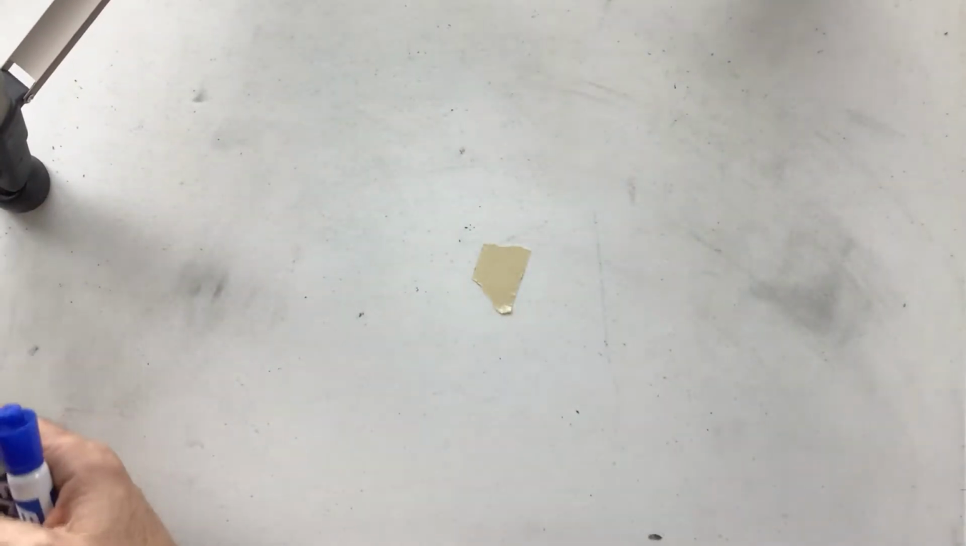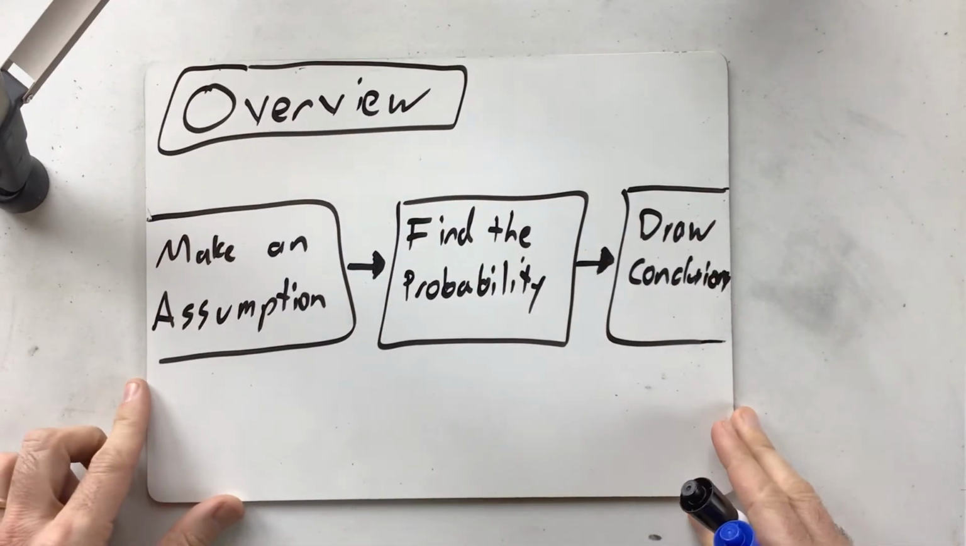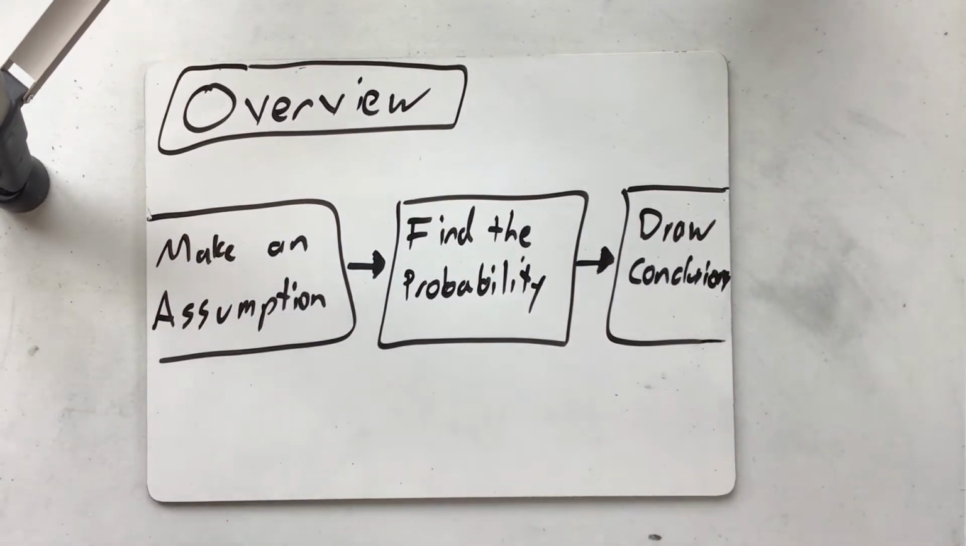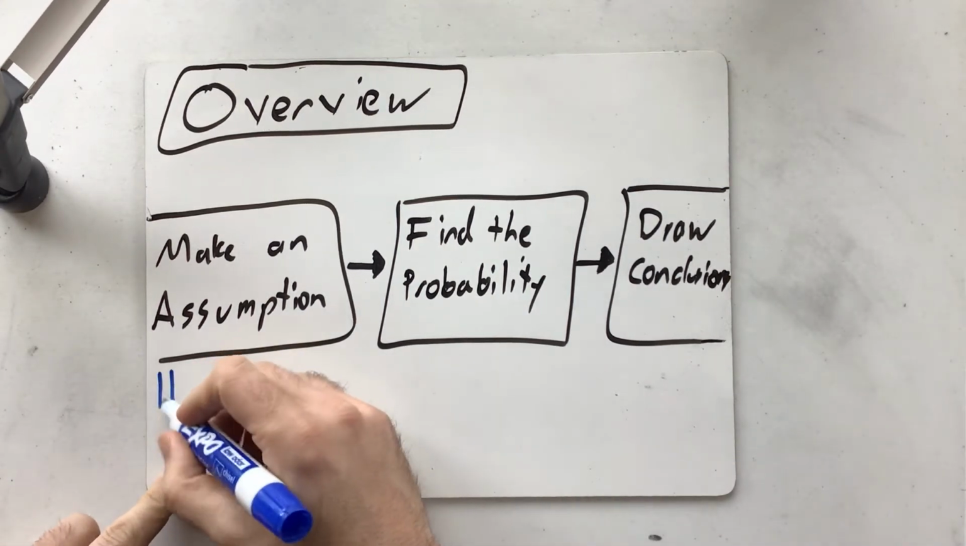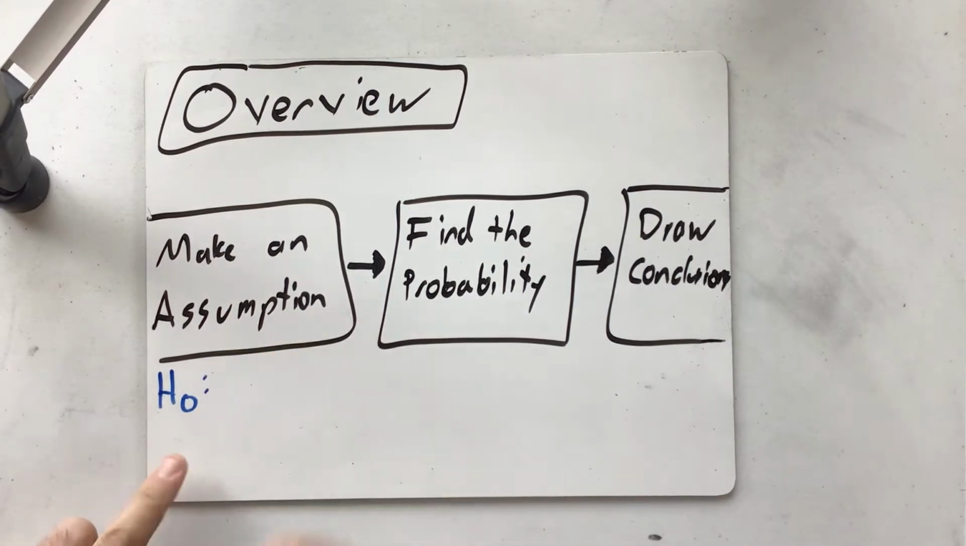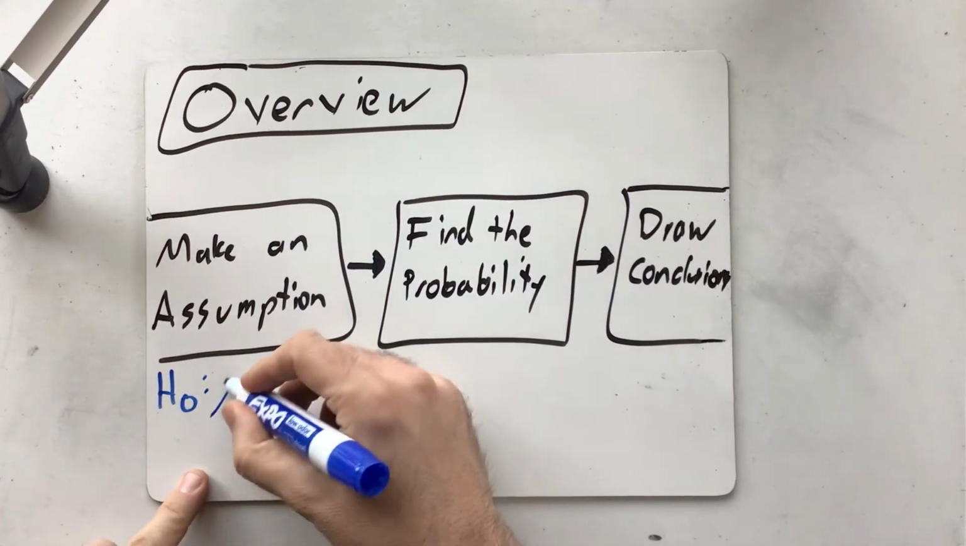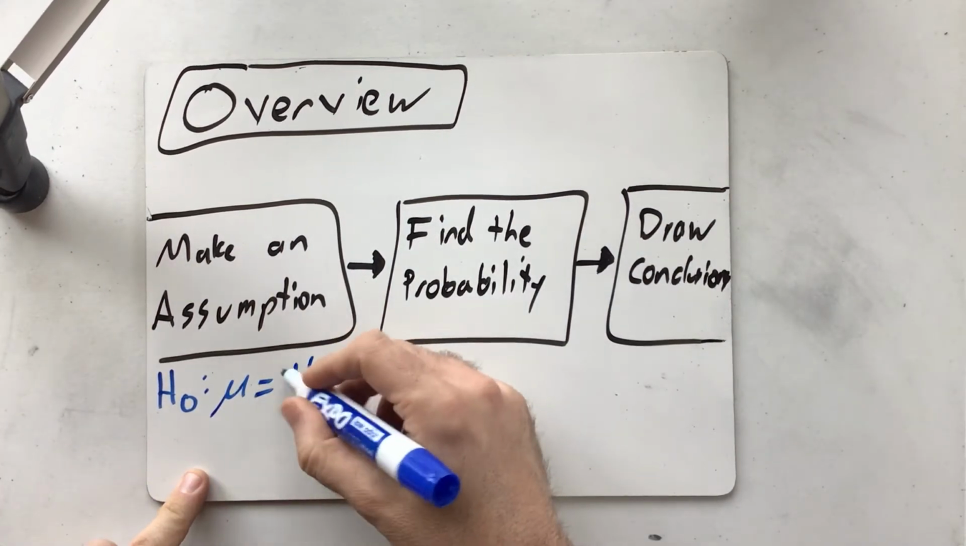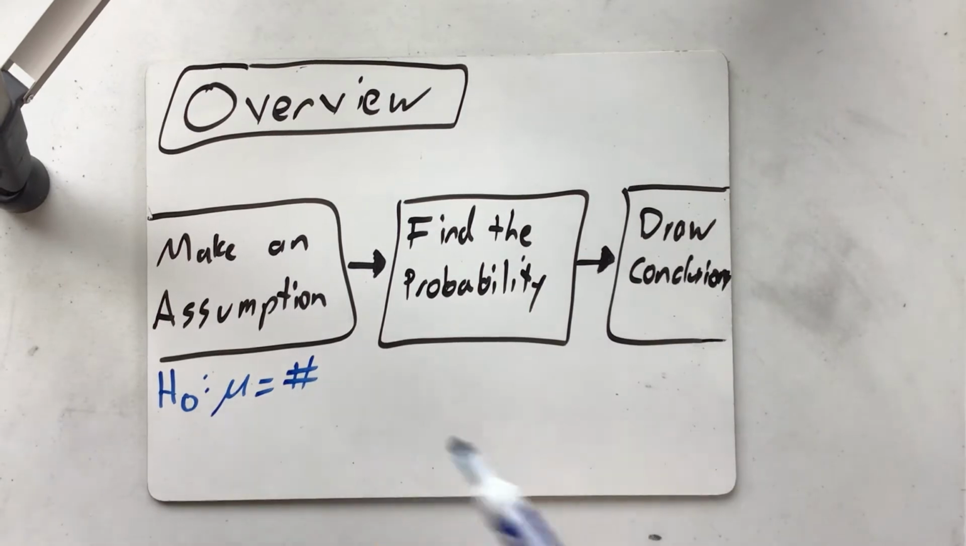Let me do a little bit of overview talk for a while, and then we'll move into some more specific problems. The overview goes like this. We make an assumption, and our assumption is always going to come in the form of a null and alternative hypothesis. Our null hypothesis is going to be H naught, and we'll write mu is equal to some number. Please don't write a number sign when we get into the problem.